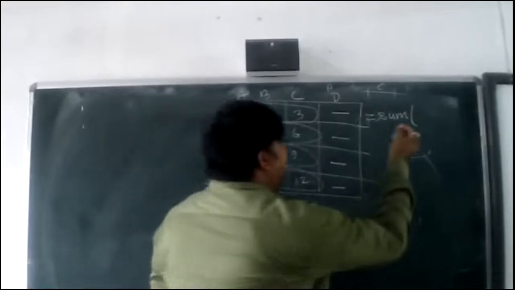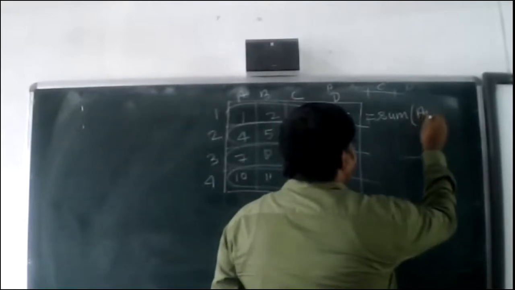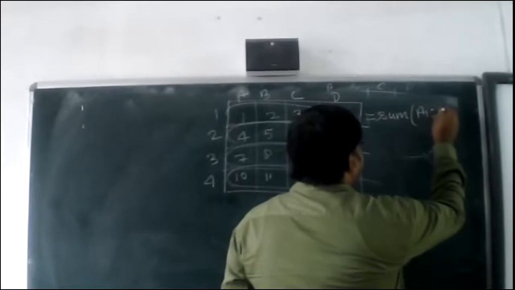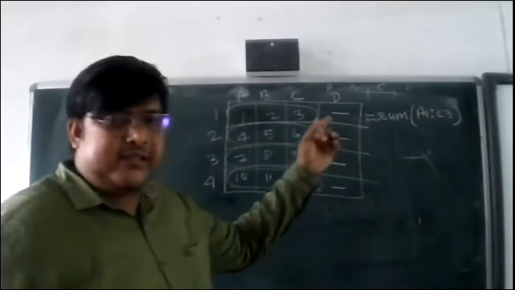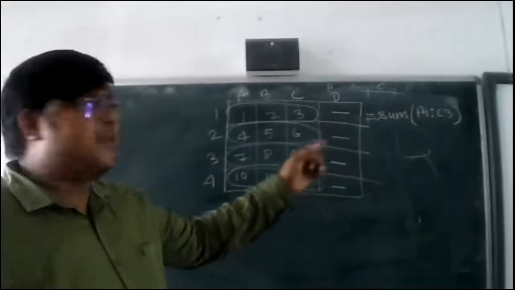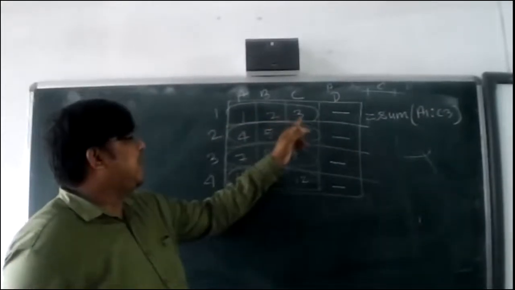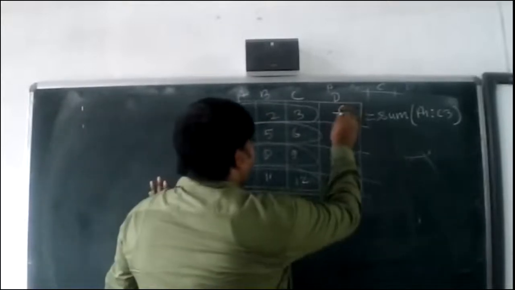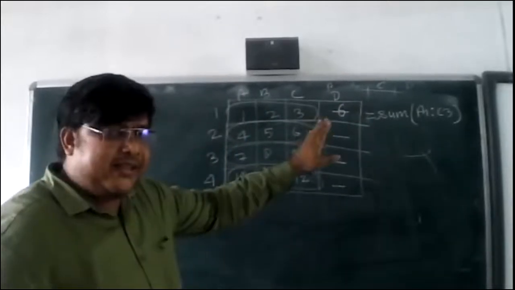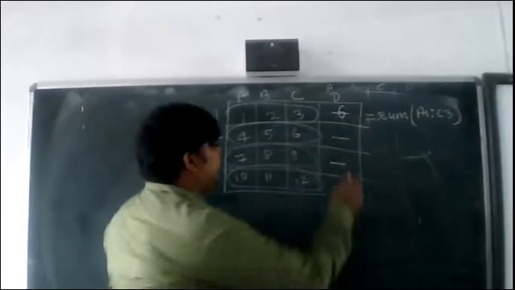So first of all, I will write A1 and then use the colon and then use C3. As I press the enter key, it will show the sum of 1 plus 2 plus 3, that is, 3 plus 2, 5 plus 6. Here we will get the 6. Same as it is, you have to do for here also.